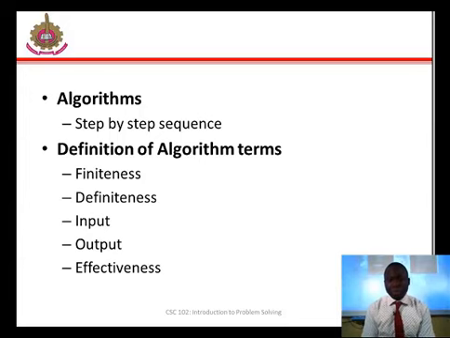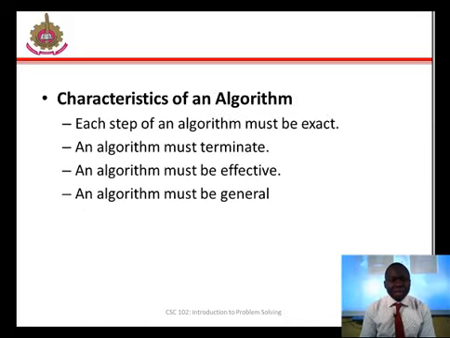Then we have inputs. An algorithm has 0 or more inputs taken from a specified set of objects. Then we have outputs. An algorithm has 1 or more outputs which have a specified relation to the inputs. Then the last but not the least is effectiveness. All operations to be performed must be sufficiently basic that they can be done exactly and in finite length.